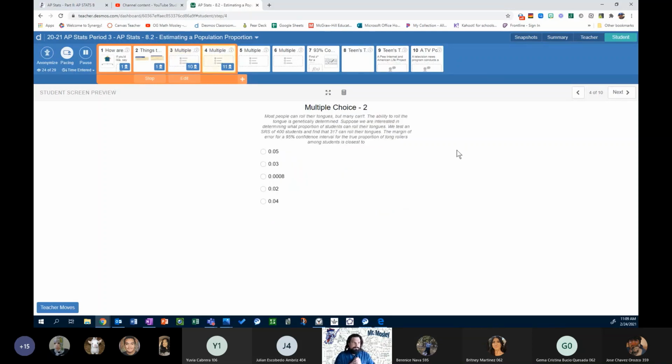So now the second question. All right. Most people can roll their tongues, and so on. The good thing is on this one, we actually have the value of p hat, the sample proportion. We have 317 out of 400. We know the sample size. The margin of error is what we're trying to find within a 95% confidence interval. The value here that's closest to the margin of error is the 0.04.